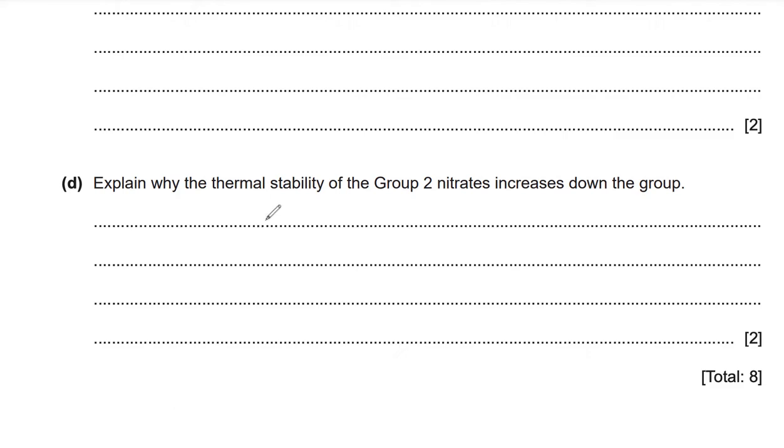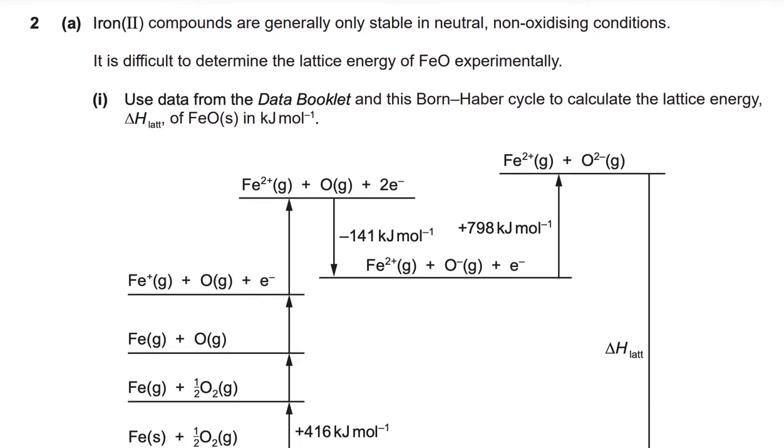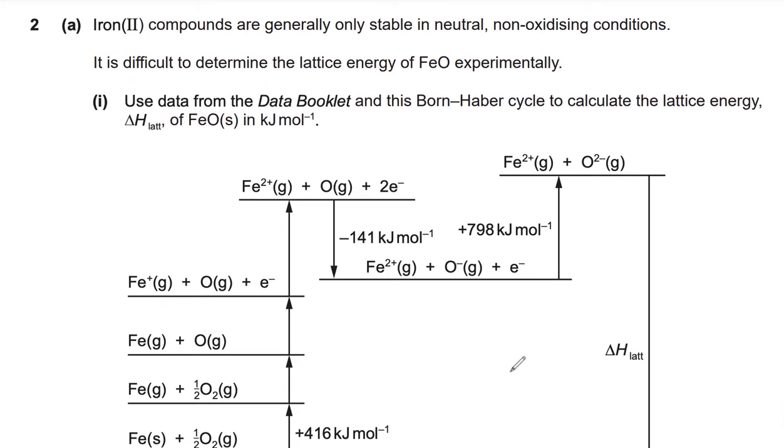Now let's move on to the next question. This is a really easy question. It says iron 2 compounds are generally only stable in neutral, non-oxidizing conditions. It is difficult to determine the lattice energy of FeO experimentally. Use data from the data booklet and this Born-Haber cycle to calculate the lattice energy, this one, of FeO in kilojoule per mole.